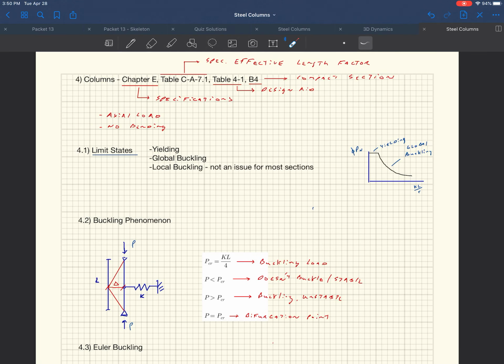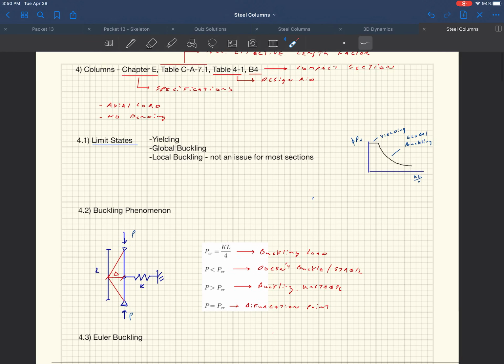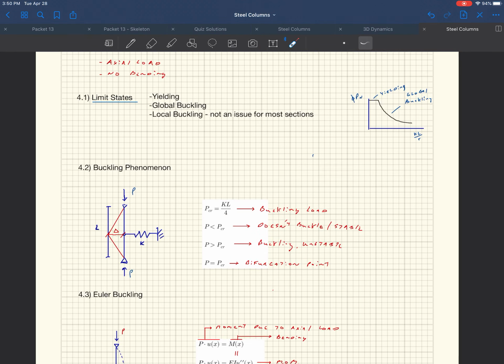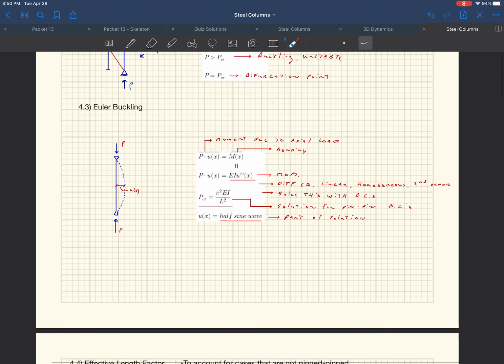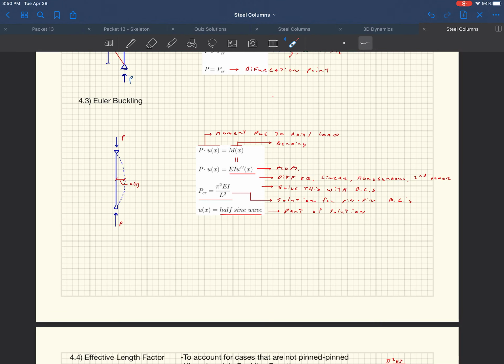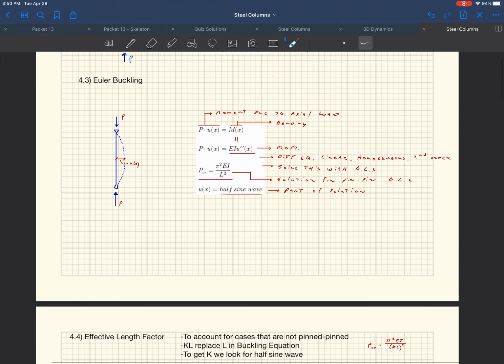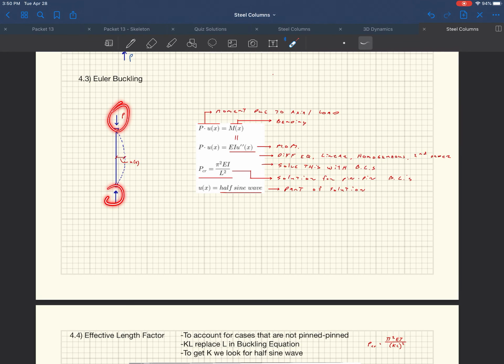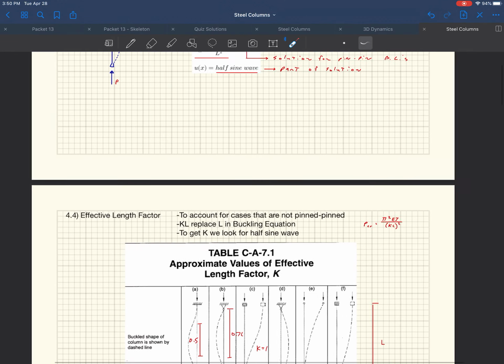All right, limit states. For columns, we've got yielding, global buckling, and local buckling. Local buckling is not going to be an issue, so it's going to be one of these cases: yielding or global buckling. Buckling would be over the height of the column. We briefly talked about the buckling phenomenon and what causes it. It's basically if this P times delta is bigger than the restoring moment that puts it back into place, then the thing collapses.